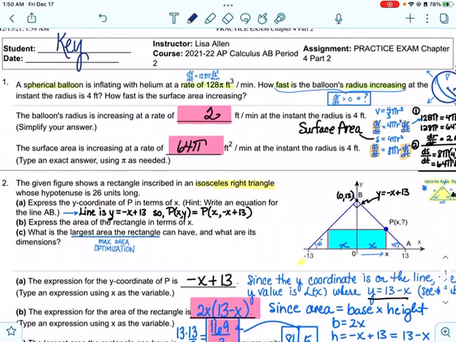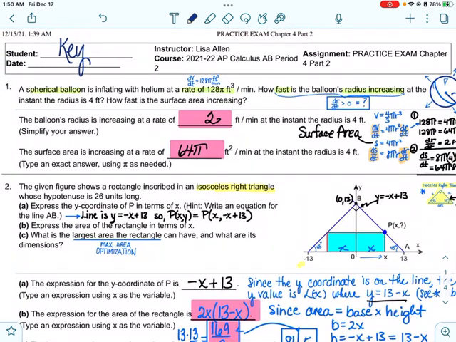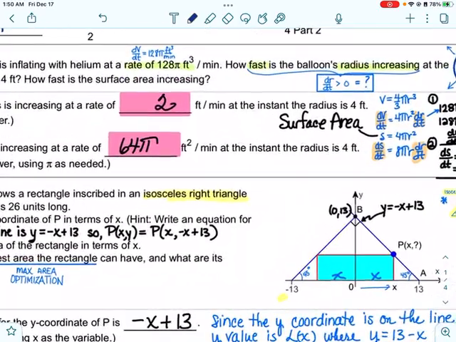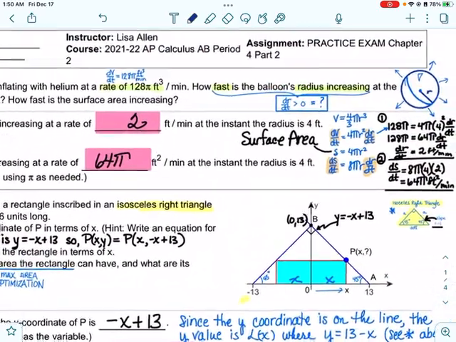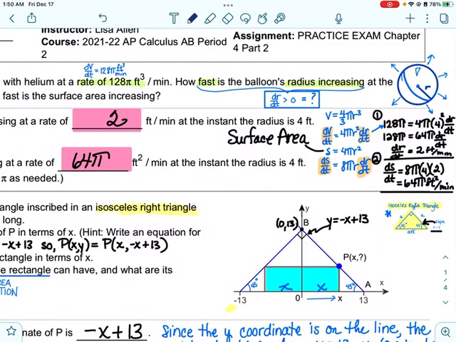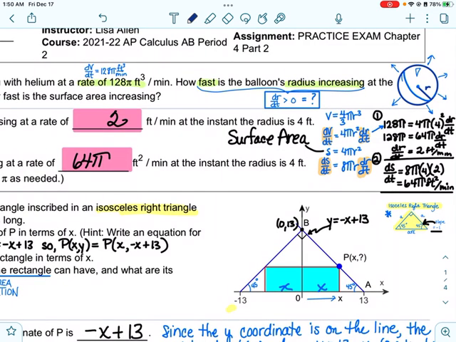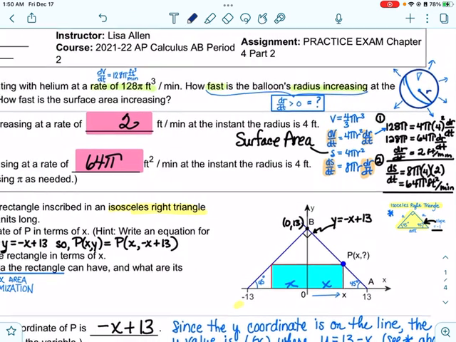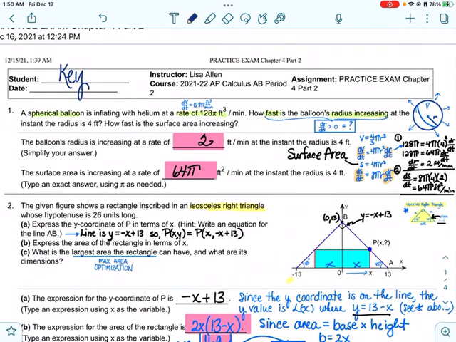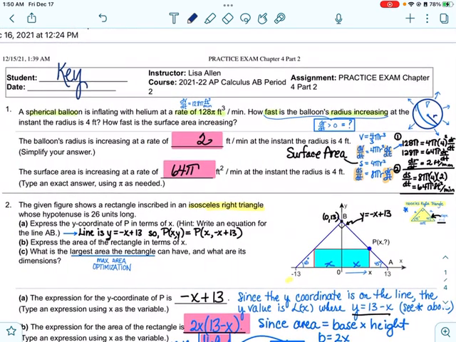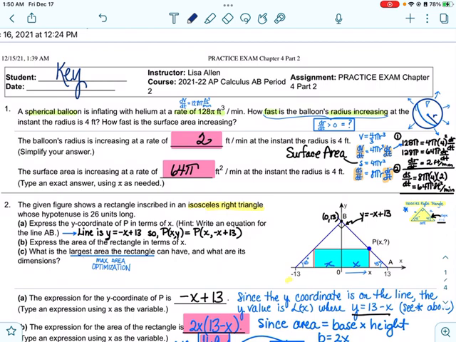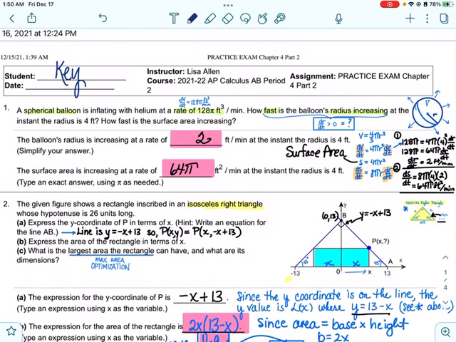So the spherical balloon is inflating with helium at a rate of 128 pi cubic feet per minute. That is volume changing over time, so that is a dV/dt. And so I make note of that. And then the question says, how fast is the balloon's radius increasing at the instant the radius is 4 feet? How fast is the surface area increasing? So actually 2 questions that need to be answered in this problem.